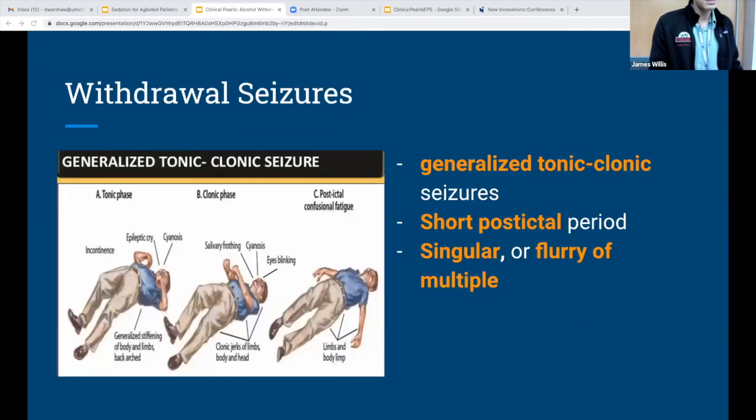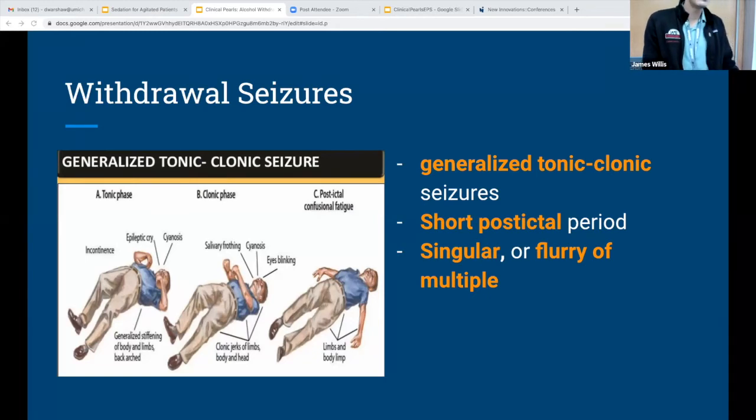This patient is having withdrawal seizures. So characterized, generalized tonic-clonic, or tonic-clonic. They tend to have short to even no postictal period. And they can be singular, but they can also tend to come in flurries, so really quick back-to-back ones.